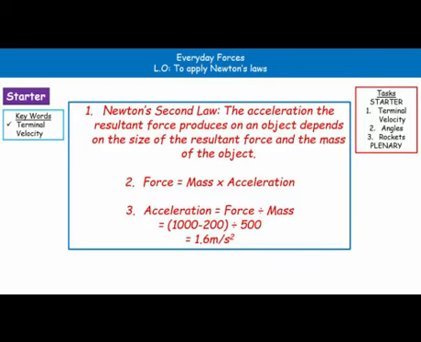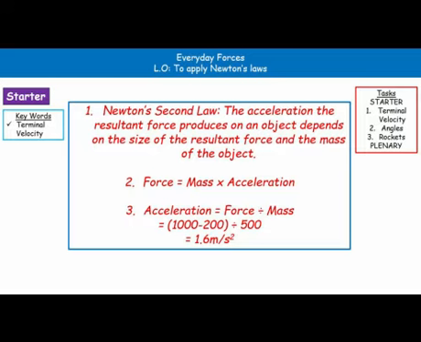Let's mark those answers then. So for question one, Newton's second law states that the acceleration the resultant force produces in an object depends on the size of the resultant force and the mass of the object. So give yourself a tick if you got that definition. For number two, the link between force, mass and acceleration is force is mass times acceleration. And finally, for our third question where we were calculating the acceleration, it's force divided by mass. Give yourself a tick for the rearranged equation.